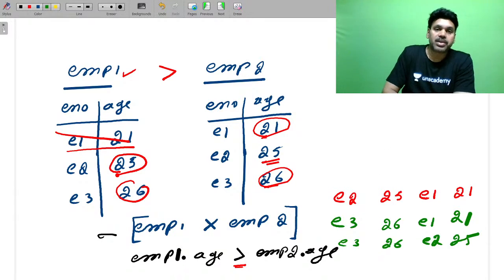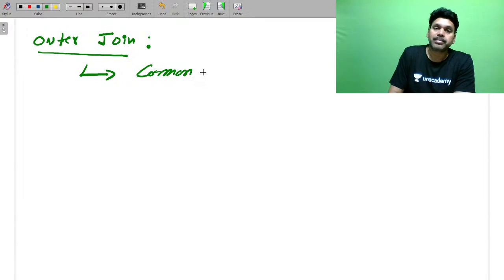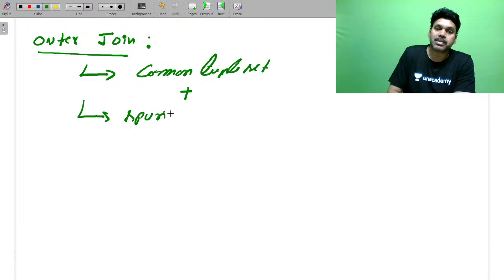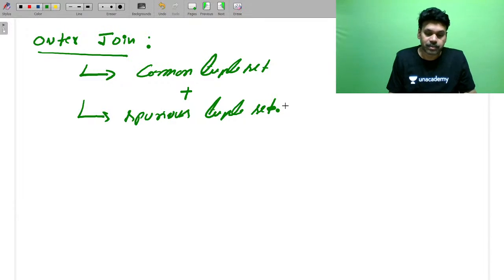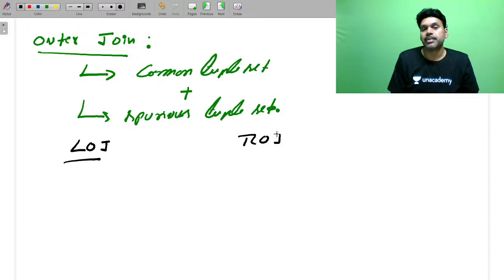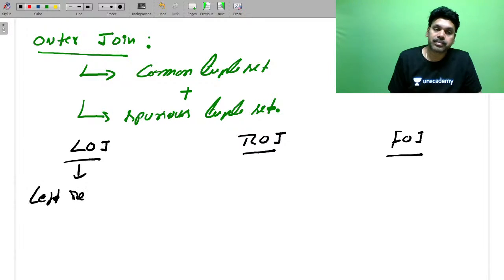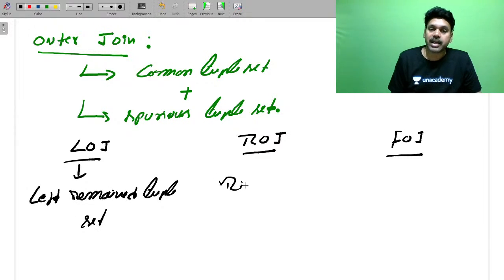And the next one is outer join. This is our last join. What is outer join? It displays the common tuple set as well as unmatched tuples, nothing but spurious tuples. So let me give you: first, 3 varieties are there: LOJ, ROJ, FOJ. 3 varieties: left outer, right outer, full outer. This is a left remaining tuple set. This is a right remaining tuple set.